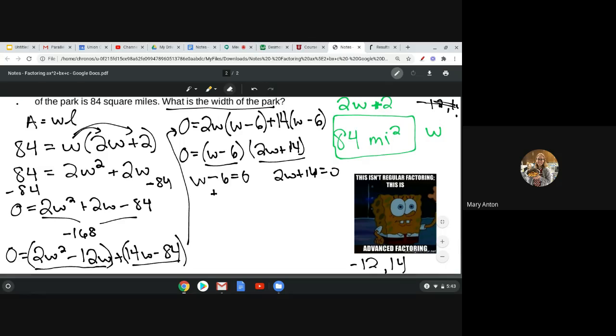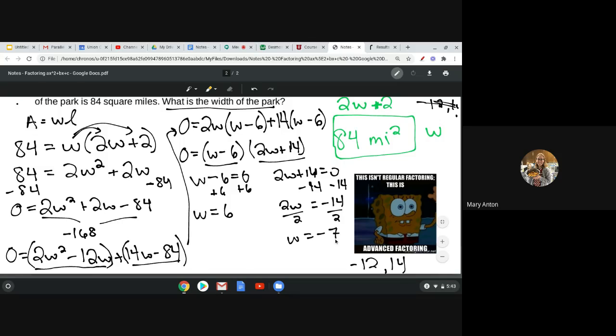So to solve for w, we add 6 to both sides on this one. So we get w is equal to 6. And for the second part, let's solve for w. So let's subtract 14 from both sides. So that means 2w equals negative 14. And then if we divide both sides by 2, then it means w is equal to negative 7. So the width of our park can either be 6 or negative 7.